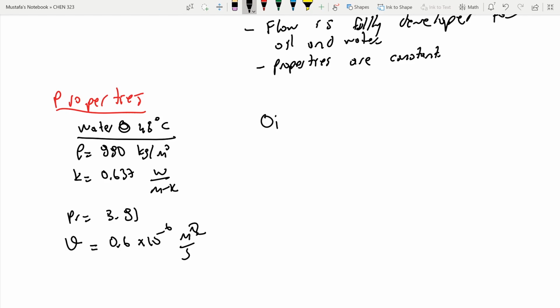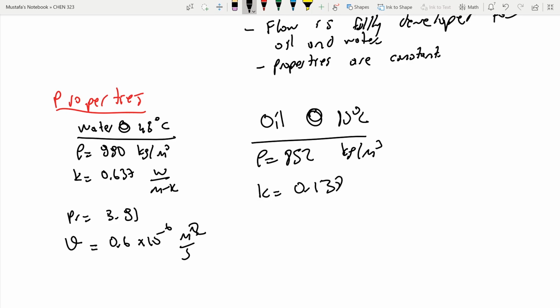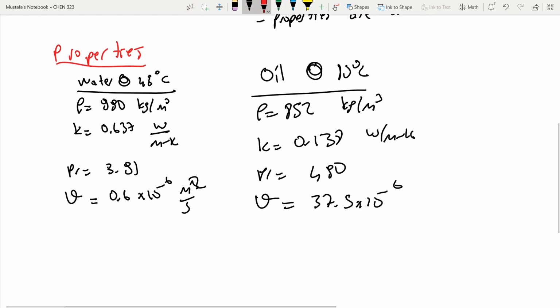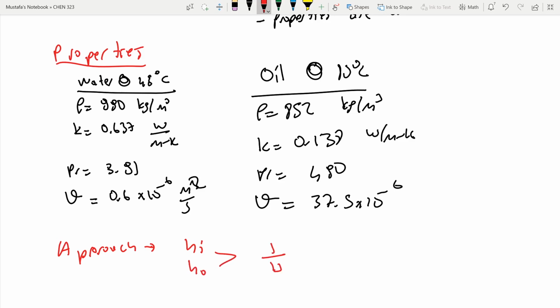For oil at 80 degrees Celsius, the density is 852 kilogram per meter cube. Thermal conductivity is 0.138 watt per meter per Kelvin. The Prandtl number is 490 and kinematic viscosity is 37.5 times 10 to the minus 6. So the approach here is basically as follows. We find h inner, we find h outer, and then we'll find 1 over U, which is 1 over h inner plus 1 over h outer.